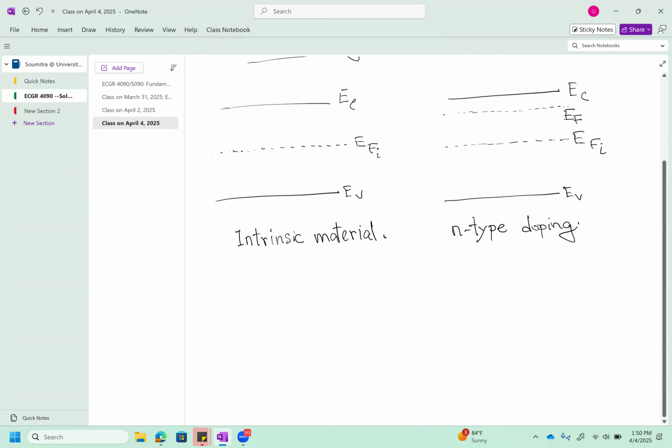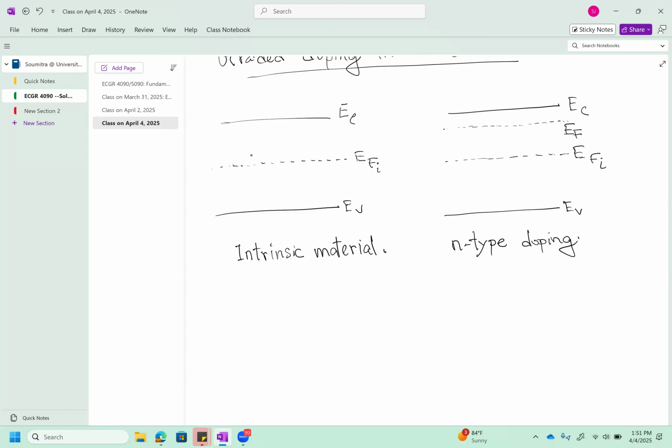And to remind you how this EF and electron concentration are related: the electron or carrier concentration, or electron density, can be found by multiplying the effective density of states with the Fermi function, the exponential of minus (EC minus EF) over kT. And we have to add a minus sign here.